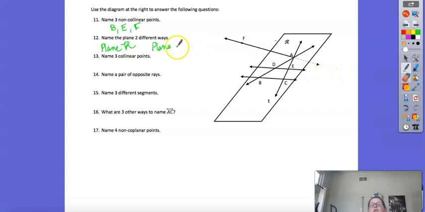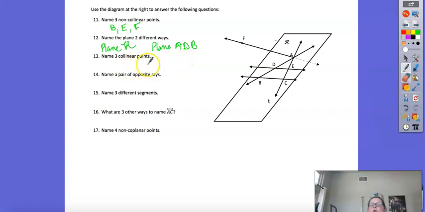So you want to make sure you do not say plane and use F. As long as you use any of the other points, you could say A, D, B, in whatever order you want, but you have to have 3 of them. I won't accept just 2 letters.